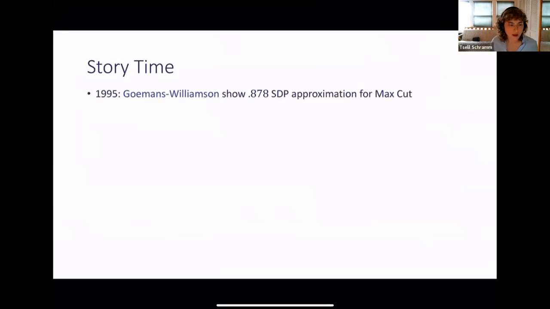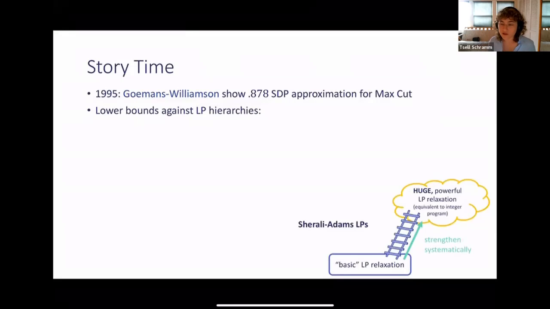In 1995, Goemans and Williamson showed that a semi-definite program can get a non-trivial approximation for max cut. In parallel, there was a line of research that showed very strong lower bounds against linear programs, and most of these are lower bounds against what are called linear programming hierarchies. For example, I'll talk about the Sherali-Adams hierarchy here, but this general picture applies to all hierarchies.